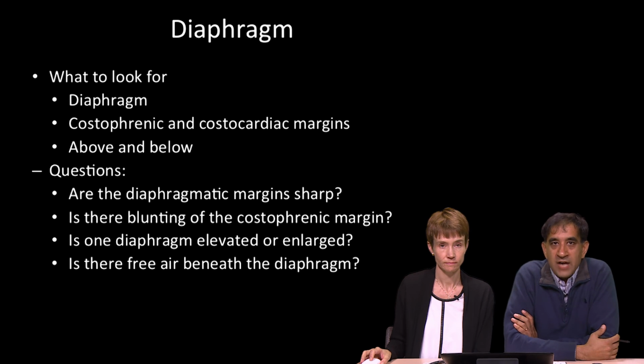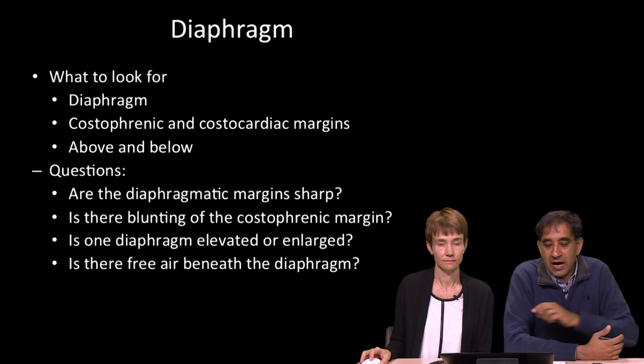With regard to the diaphragm, we're looking at the diaphragm, the costophrenic and costocardiac margins, and we're going to look above the diaphragm and below it with the following questions. Are the diaphragmatic margins sharp? Is there any blunting of the costophrenic margins? Is one of the diaphragms elevated or enlarged? And then finally, is there free air beneath the diaphragm?